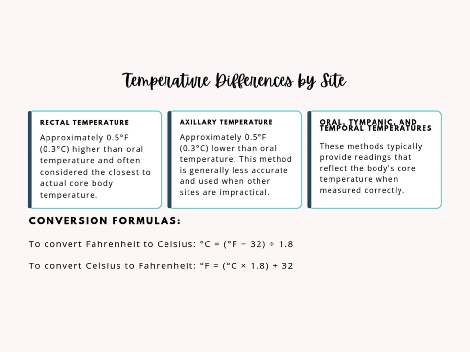So some of those temperature ranges may be different based off the site. For instance, rectal temperature is the most accurate. It's representing core body temperature. So it tends to be about a half degree to 1 full degree higher than what an oral temperature would be. Whereas axillary temperature is less accurate, so it tends to be a half degree to 1 degree lower than oral body temperature.